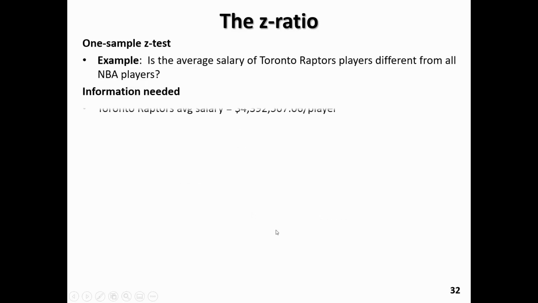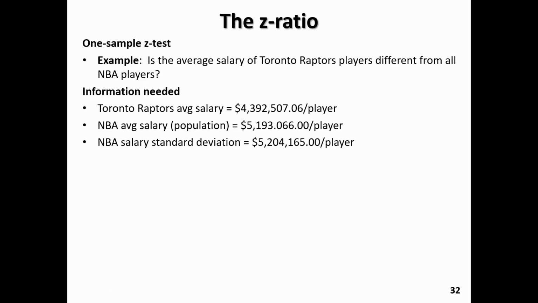With the one sample z-test, once we have our data, to review, in order to carry out the one sample z-test, we need to have our sample average. We need to know the population average to which we're comparing that sample.